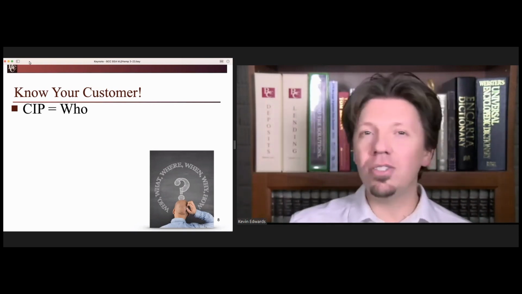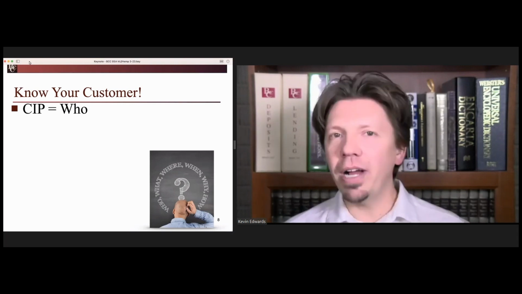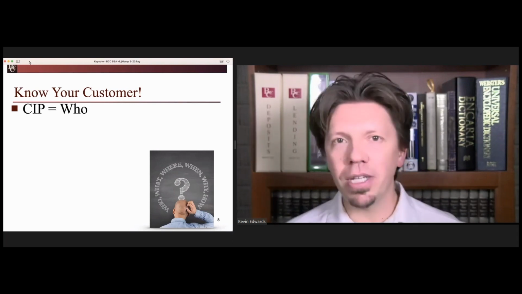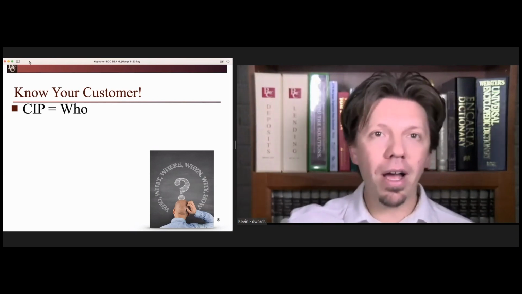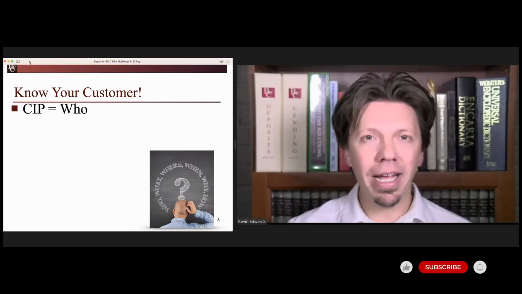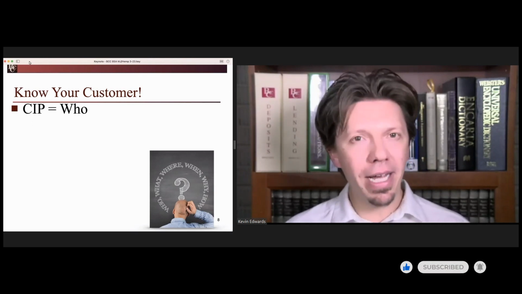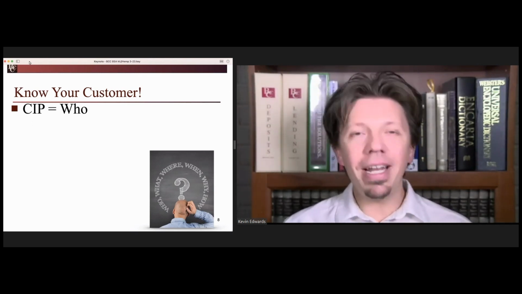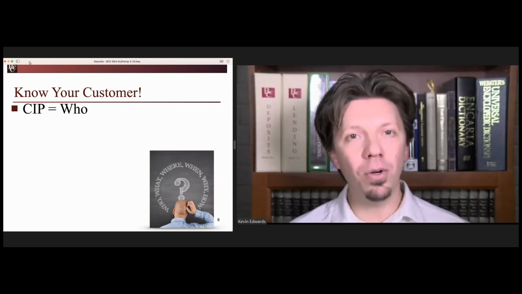We're going to be verifying certain bits of information. That's where you collect my name and my address and my date of birth and my social security number. And then you're going to verify that with third-party documents, generally a driver's license or something along those lines. But the whole point of your CIP program is to determine, is this customer who they say they are? So in other words, CIP is the who.